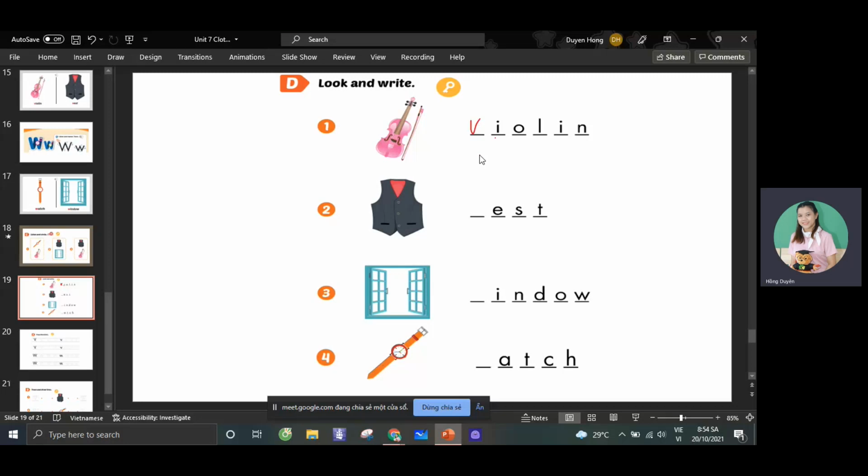Oh, this is a letter. How about the sound? Cái âm của cái chữ cái đó con đọc làm sao? All right, good. That's good. Violin. Oh, good. Violin. Good. All right. Number two, Kate.